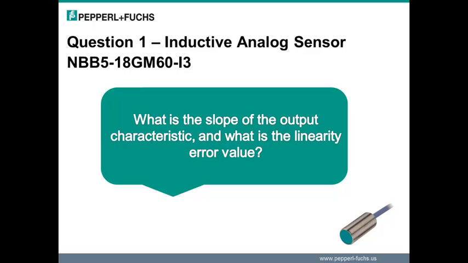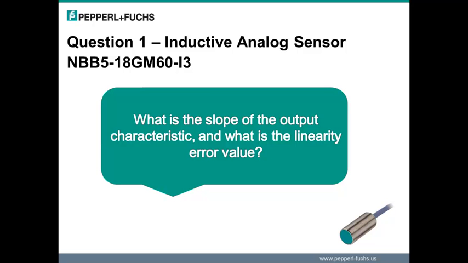Well, first I should explain that the I3 sensor is an inductive sensor with analog output. While most inductive sensors respond with a discrete switching output when metal enters their range, an inductive analog sensor's output changes in a linear fashion as metal moves through the detection field toward and away from the sensing face. Answers to the two customer questions can be found on the sensor's datasheet.